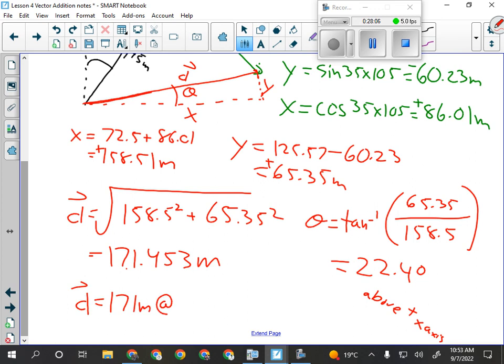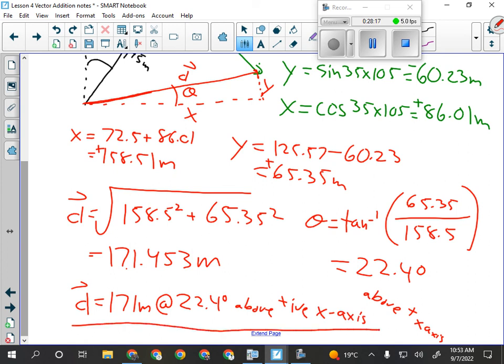So then I go back down to here and I go, all right, 171 at 22.4 degrees above the positive x-axis. And that would be my final answer. Okay. That's about as involved as they get if you've got a two-vector question.